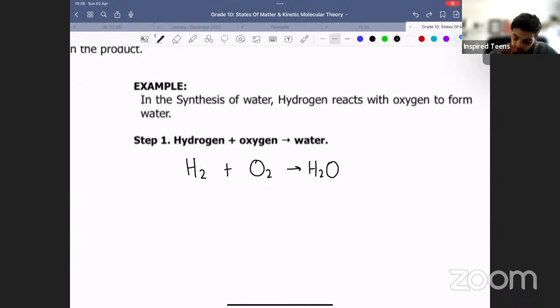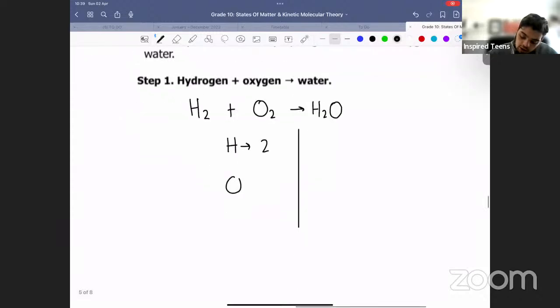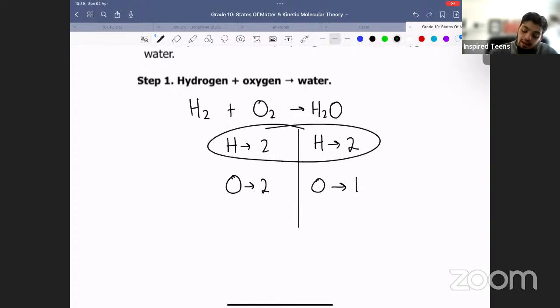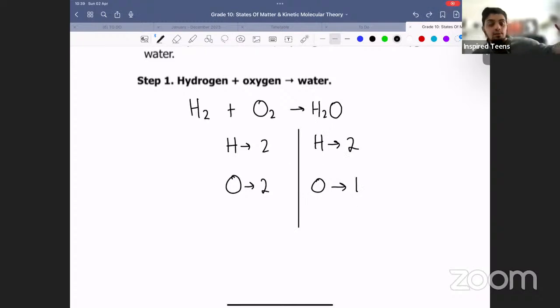Now, what we have to do is identify how many hydrogens we have on each side. Hydrogens on the left, there's 2. Oxygen on the left, there's 2. Hydrogens on the right, there's 2. But oxygens on the right, how many are there? There's 1. So hydrogens are balanced. This is why it needs to balance, because of the law of conservation of matter.